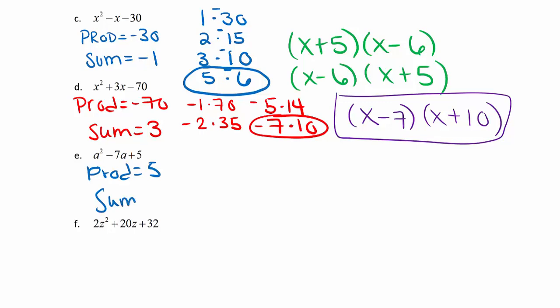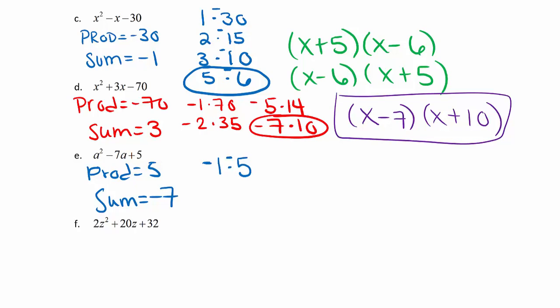Example E, we want a product of 5, sum of negative 7. I always start with the product part and make a list. Let's see, 1 and 5, those are the only things that give me a product of 5. But a negative sum, so both numbers could be negative, that doesn't add up to negative 7. And there are no other factors of 5.